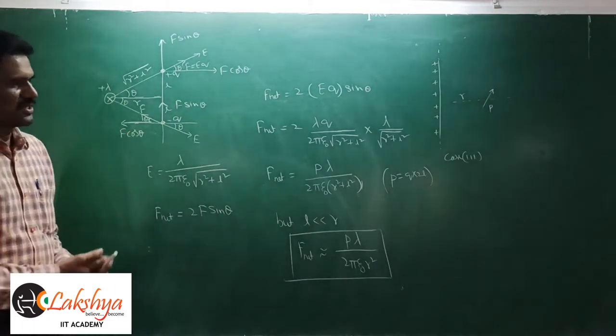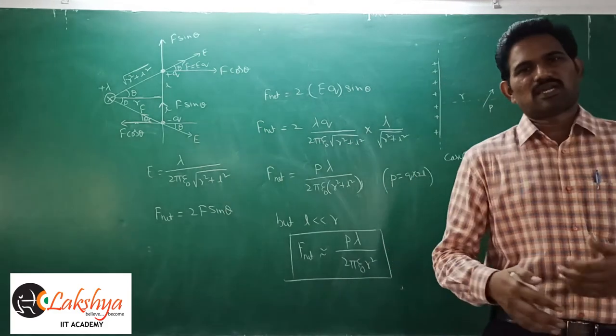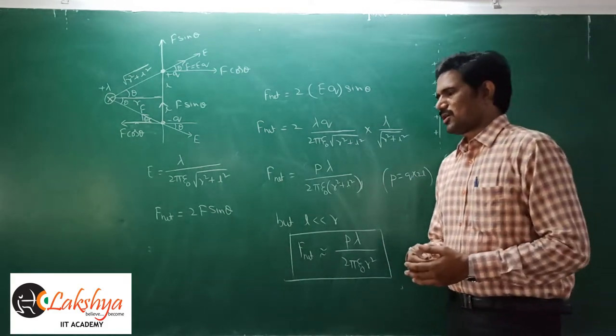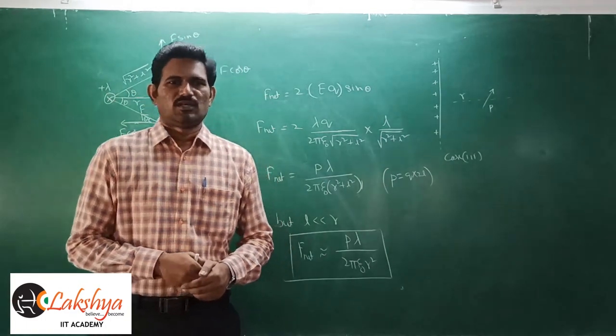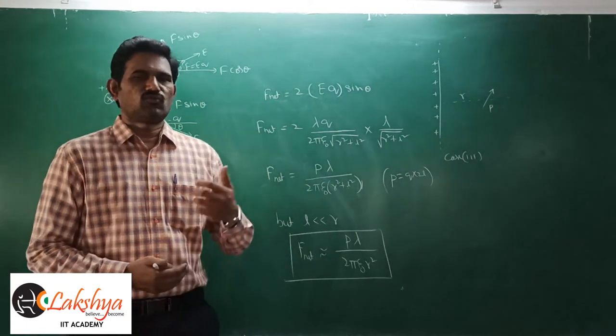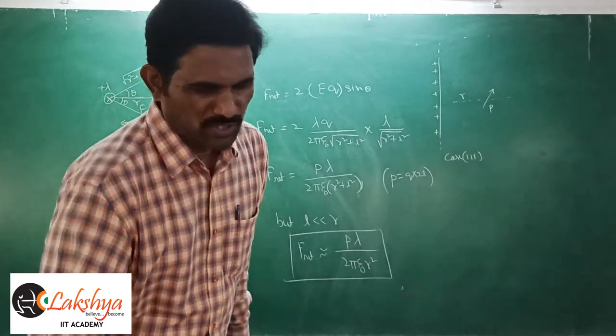When the dipole is placed perpendicular to the line of charge, in a perpendicular plane. So like that we can calculate the force acting on the dipole when it is placed in a non-uniform electric field. So in the non-uniform electric field, force may be 0 or force may not be equal to 0. That depends on how the dipole is placed there.